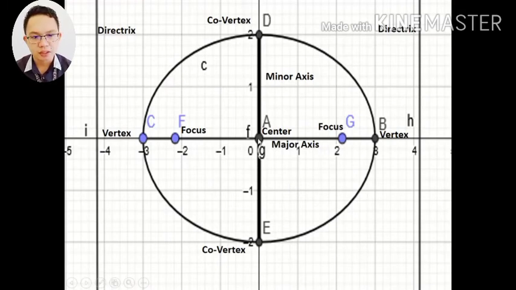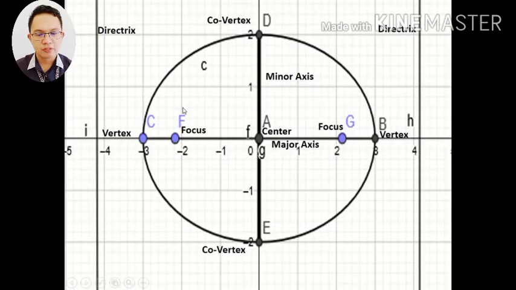So we have the center, we have the focus, okay? Dalawa yan, so tawag natin ay foci. We have the vertex, dalawa rin yan, that is the vertices. So always remember, nasa harap ni vertex si focus. Tandaan palagi. So we have also co-vertices, okay, the opposite of vertex. We have also the directrix.